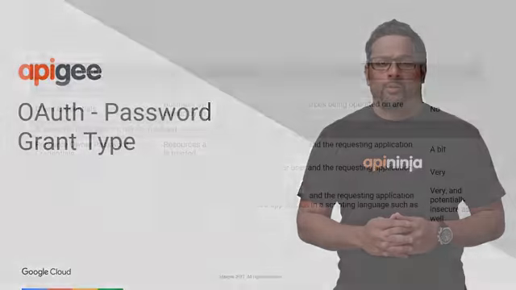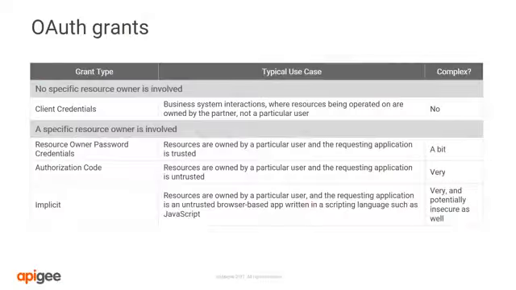An OAuth grant is a credential representing the resource owner's authorization. More often than not, we tend to think of grants in terms of the process used to obtain an access token. As covered in the OAuth introduction earlier, there are 4 different grant types. And in this session, we are going to talk about the resource owner password credentials grant type.